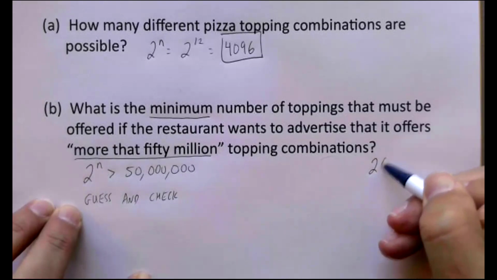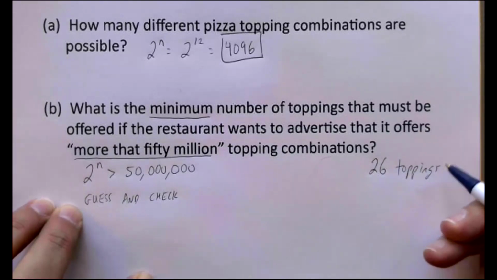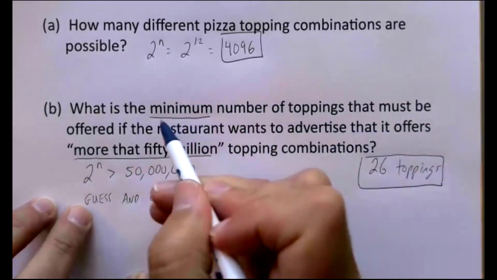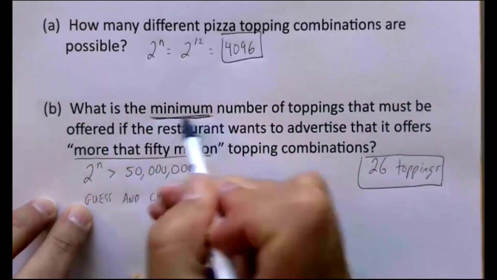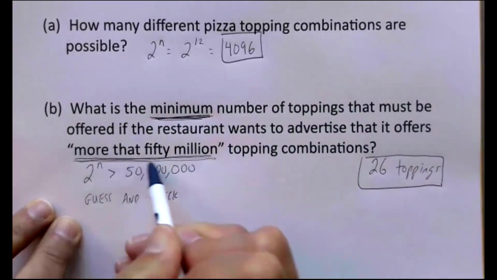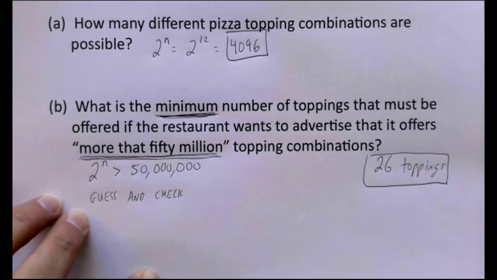I think you will find the answer is 26 toppings. 26 toppings is the minimum amount of toppings that's going to please Mrs. Pete. 26 toppings is the minimum amount of toppings that's going to give us more than 50 million types of pizza that we can offer at this pizza place.